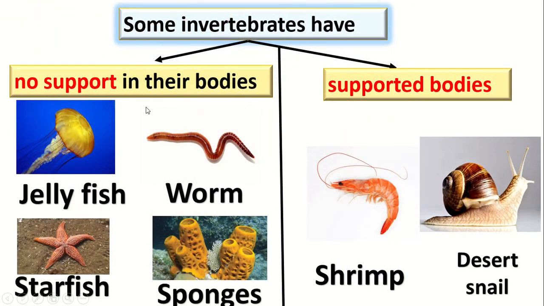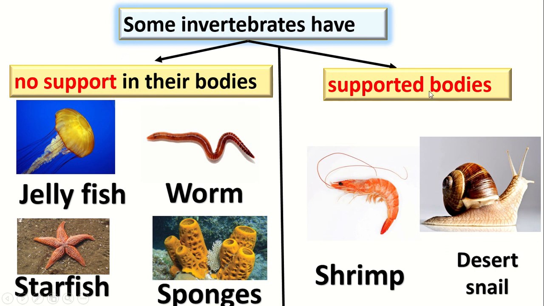Also, some of them have no support in their bodies. There is nothing in their bodies that makes them strong. They are just like a jelly, like jellyfish, worms, starfish, and sponges. So jellyfish, worms, starfish, and sponges are invertebrates with no support in their bodies.